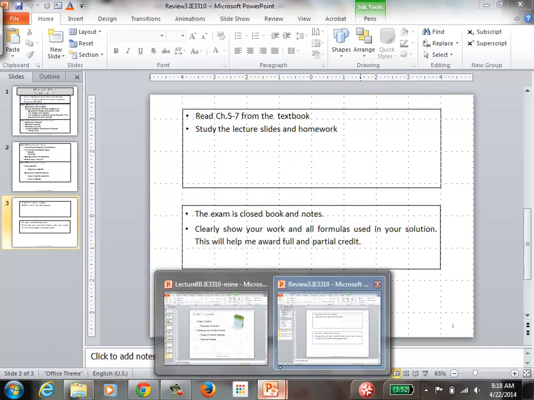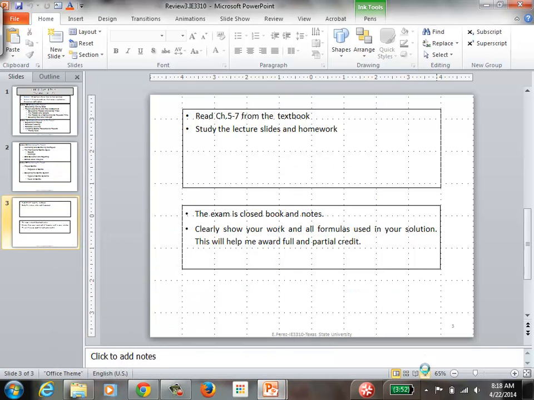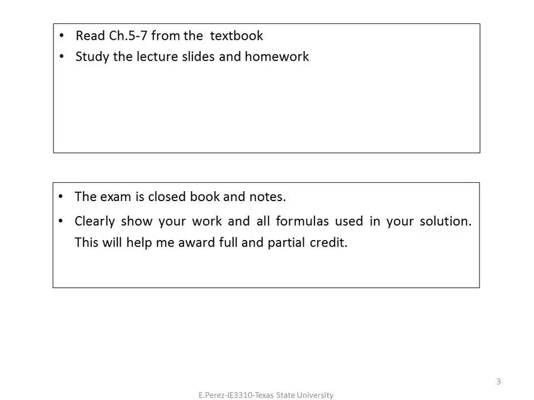So finally, in terms of the review, if you want to read chapters 5 to 7 of your textbook and then study the lecture slides and homework, that will help you to do well in the exam. And then you know the exam is closed book and notes. You need to show your work and formulas in your solution. That will help me award partial credit or full credit depending on your answers. So any questions? Good. So now we can look at the case study for today.